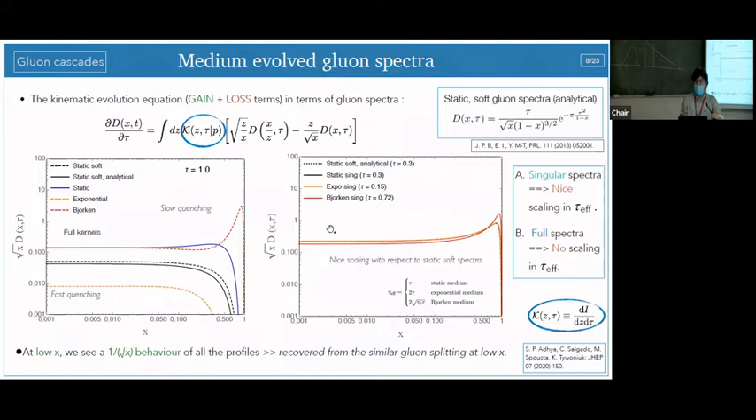Also, we see that when we extend this and use the splitting kernels for the singular case in the singular limits, they are very close to each other, which gives you back this nice scaling with respect to the static spectra. So we say that for the singular spectra there is a nice scaling, but for the full spectra there is no such effective scaling between different medium profiles.